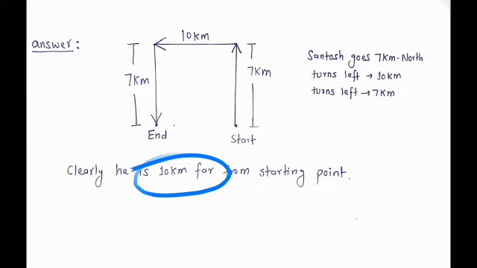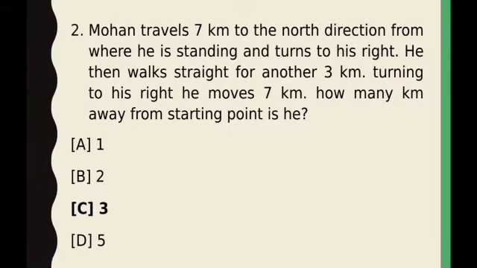Now moving to the next question, he is saying that Mohan travels 7 kilometers towards the north direction from where he is standing. It means Mohan is standing at a certain point and now he is moving towards north direction. The first statement is going towards up direction. And then he takes a right turn. If you are going towards up direction, your right turn will be towards east. And he then walks straight for 3 kilometer. Turning to his right, he takes another right turn and moves 7 kilometer. How many kilometer away from the starting point is he?